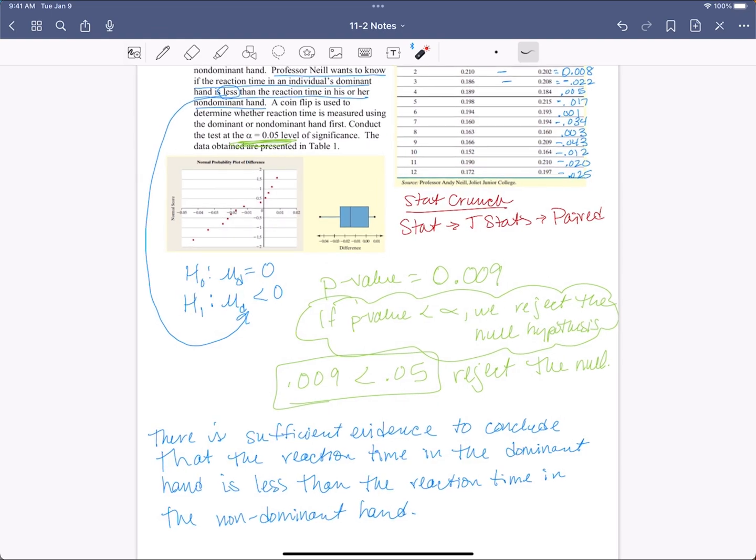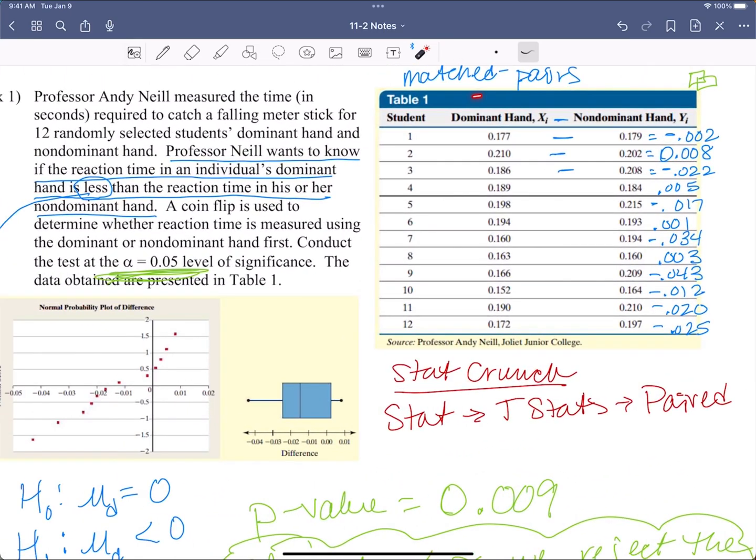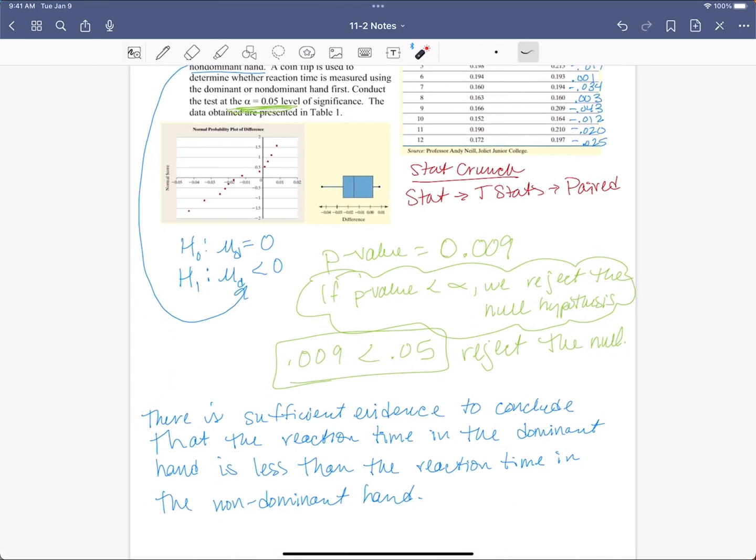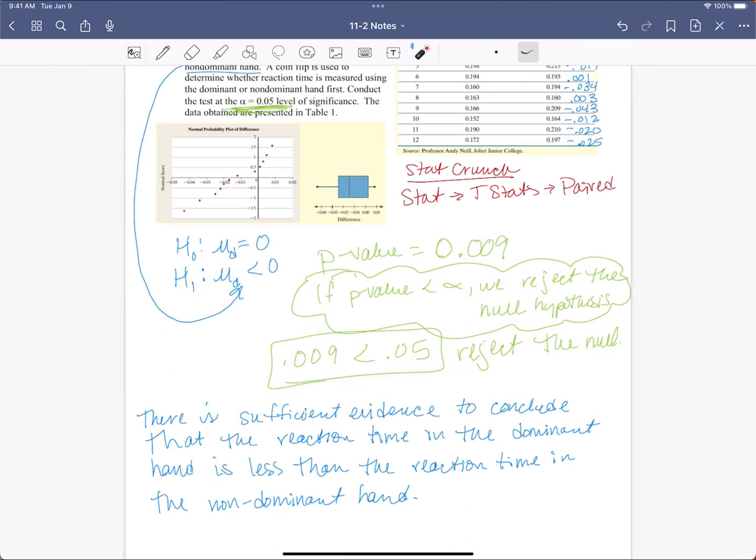What are we trying to show? That there's less reaction time in the dominant hand. Less than. The differences are smaller that we're looking at because we're taking the dominant minus the non-dominant. If it's quicker, then we have all these negative signs that we see. Because the difference is negative means that it's quicker that we're trying to figure out. This took more time. That's the time. This took more time. So whenever I do this subtraction, we should end up with negatives there based on what we figured out with our hypothesis test.